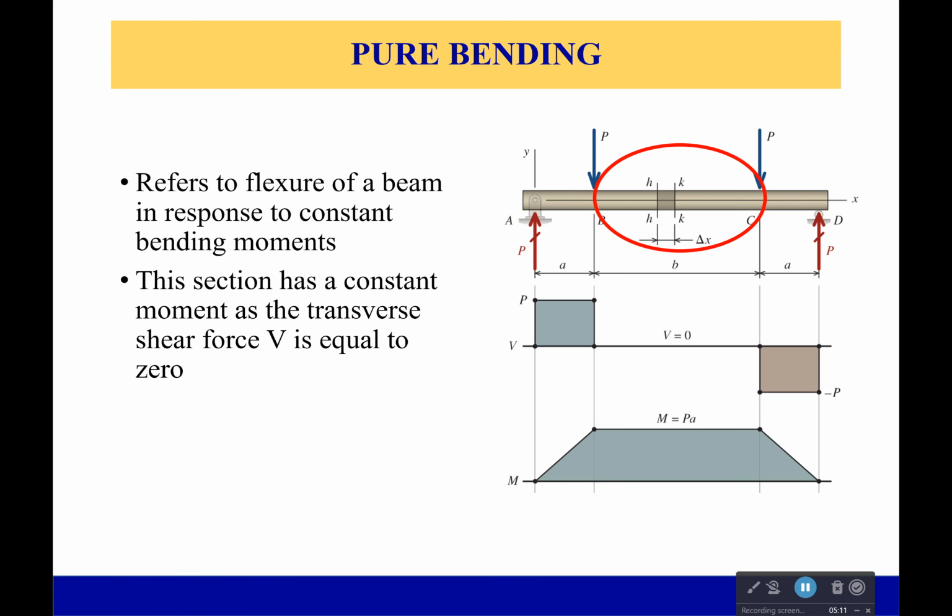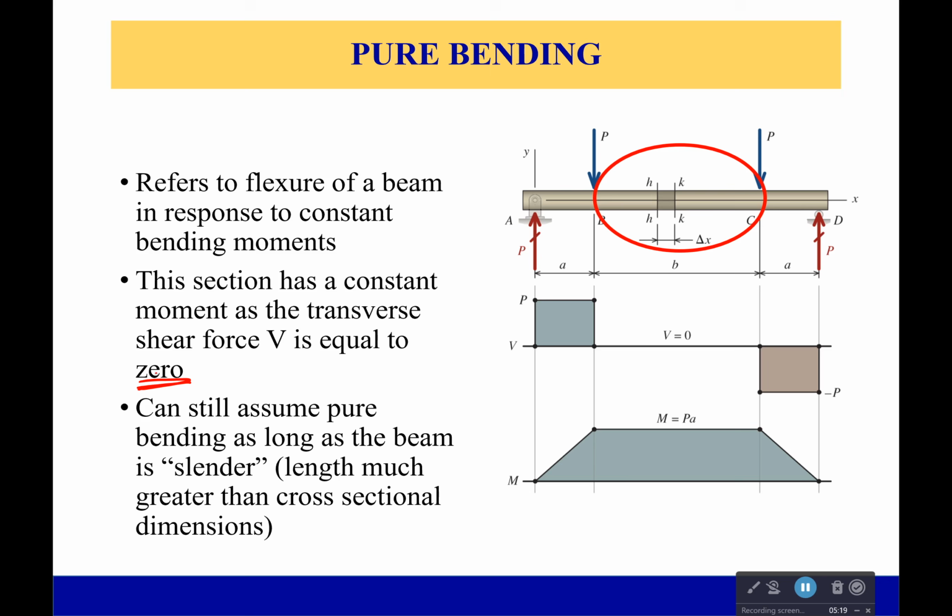It's got that constant shear force, which is equal to 0, and therefore a constant moment. It has to be constant and equal to 0. Don't forget that. And you can still assume pure bending as long as the beam is slender, even if it's not perfectly got a constant moment. So it's one of those times when it's close enough that it doesn't really matter that it's not quite right, but we'll be correcting things as we go along.